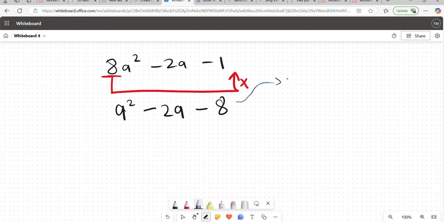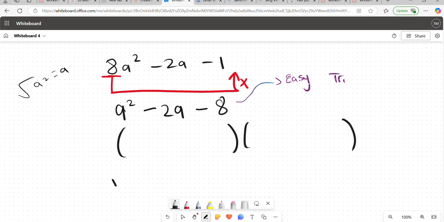And again, this is an easy trinomial. What do I mean by that? You just apply the same rules of solving an easy trinomial. I open my two brackets. I square root the a squared. I get an a. I look for the factors of negative 8. This time it's factors of negative 8. So one of them has to be positive and one of them has to be negative. And what do they need to add up to? They need to add up to a negative 2.